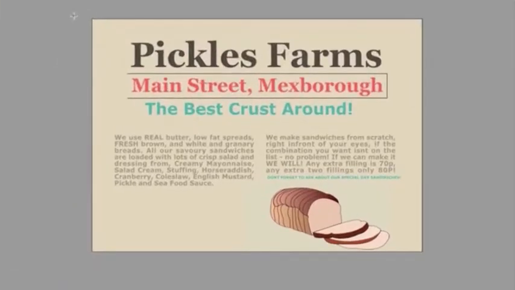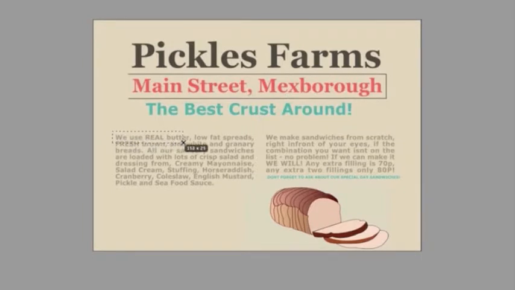Within the Pickles Farm advertisement, I used specific elements to relate to the company at hand. Firstly, I changed the background colour so that it resembled a light brown loaf of bread. This connoted a relation to their own sold sandwiches. I filled the majority of the space with descriptive text concerning the company. This included positive and persuasive lexis such as, "We use real butter," and "If we can make it, we will."